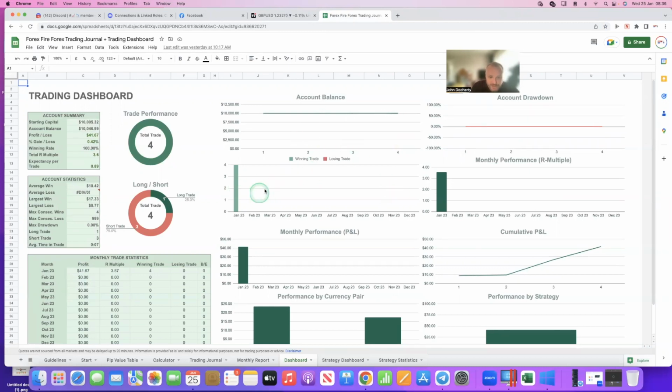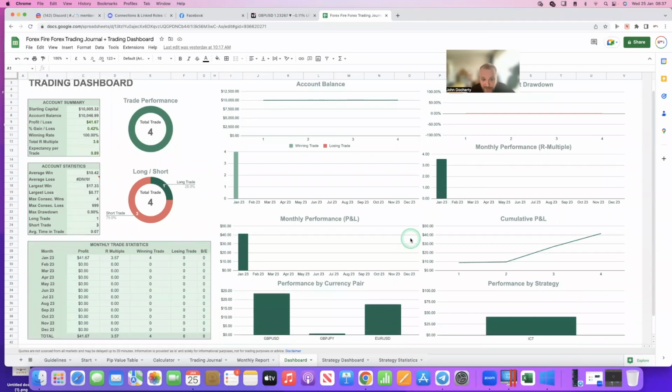Going on the dashboard, again, you can see 4 trades, 4 wins, 100% win rate. We've not had any red, like losing trades yet. Our monthly performance Sharpe ratio is, let's just take a look. I do believe 3.6. So anything above 1 is fantastic. Okay, anything above 1 on a ratio is fantastic. It just means you've got your method and your plan in check.